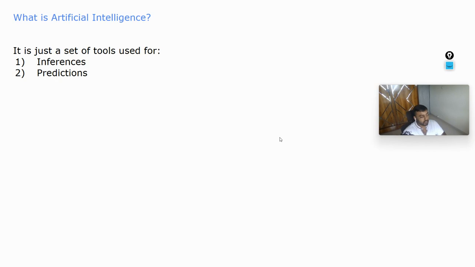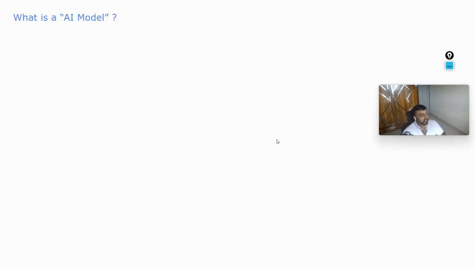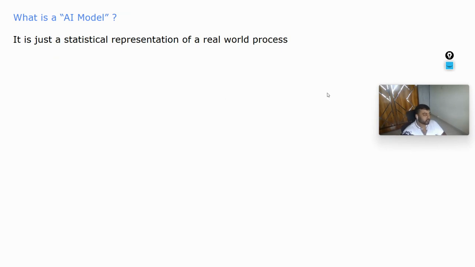So guys, we do that by using something called a AI model. What is this AI model all about? So let's look at the definition of a AI model. When I show you the definition, it will look complex at first, but don't worry, we'll try to simplify it. So what is a AI model? A AI model is nothing but a statistical representation of a real world process. Let's understand this definition in a simple manner.